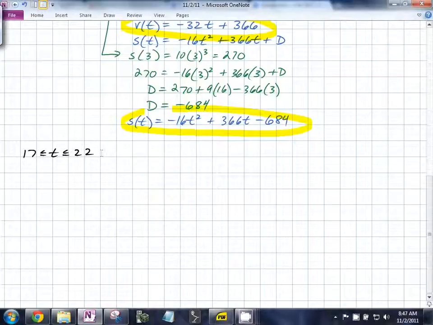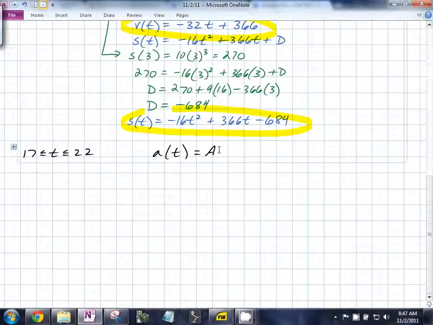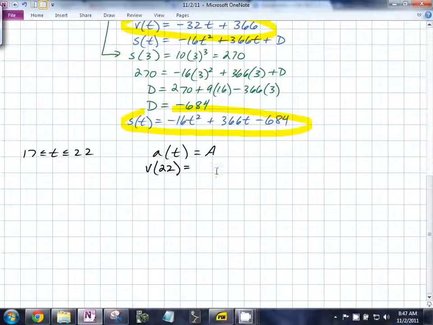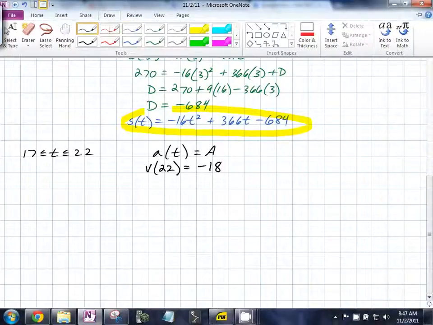There's some constant deceleration, and we'll just call that a, correct? We know it's some a value. We know that after 5 seconds, the velocity at 22 is going to be negative 18, correct? And it's a constant deceleration. So we need to know the velocity at the beginning of this time interval. It slows down to negative 18.